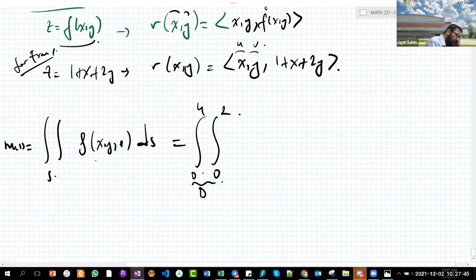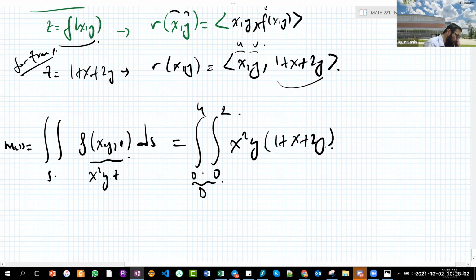And then I need to use the parameterization in my density function. So the density function was x squared y z. x is x, y is y, x squared y, but z is equal to this one. This is why I'm going to use it this way. Am I done? Not yet, since the dS part should be calculated.